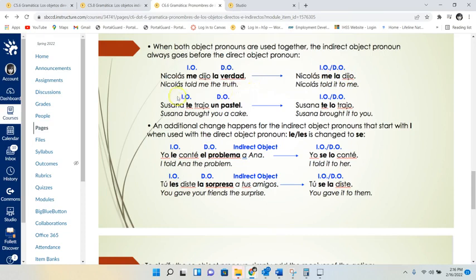Okay. Same here. Susana te trajo un pastel. Pastel, masculine. Direct object would be the lo. Who did she bring it to? To you. So that's the te. Te is the indirect. You received it. So te lo. But Susana is bringing the cake. So Susana trajo. Te lo trajo. Again, when you have a conjugated verb, it always goes in front.